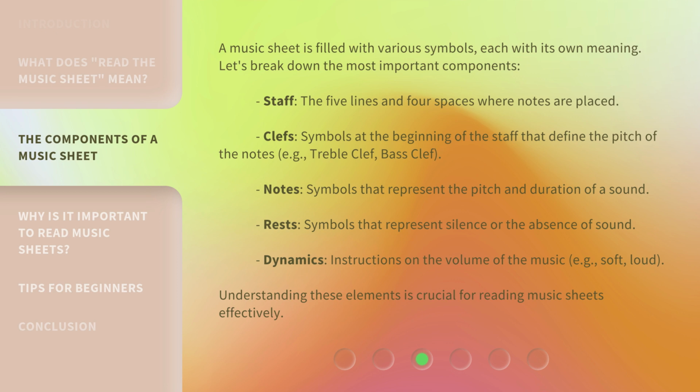Notes: symbols that represent the pitch and duration of a sound. Rests: symbols that represent silence or the absence of sound. Dynamics: instructions on the volume of the music, e.g., soft, loud. Understanding these elements is crucial for reading music sheets effectively.